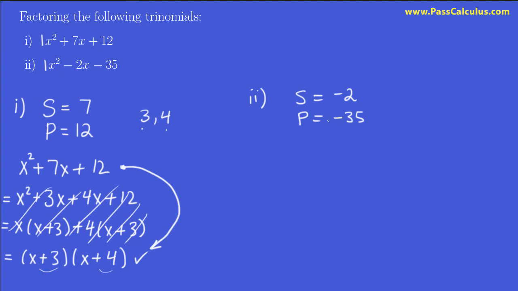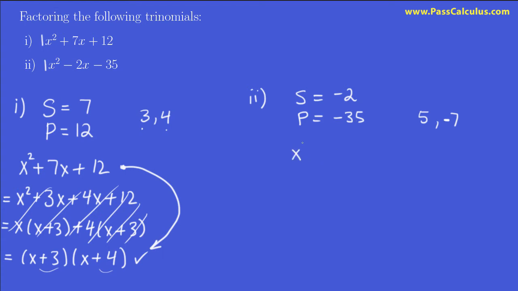Well, there's not too many ways to multiply to 35. We just have 1 times 35 and 5 times 7. I think we can get negative 2 with 5 and 7, right? Since we want to multiply to a negative value, one of these has to be negative and one has to be positive. Since they have to add up to negative 2, that means that this negative has to be placed on the 7, right? 5 plus negative 7 is negative 2, and 5 times negative 7 is negative 35.